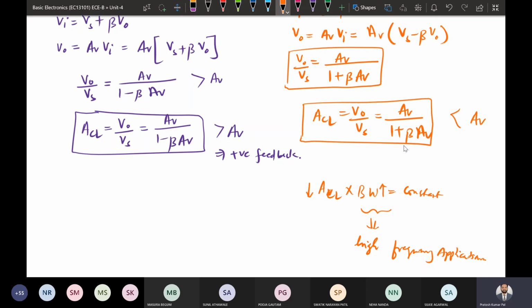In the amplifier case. But the use of positive feedback is, because we are able to increase the gain, that means we can use this positive feedback in case of oscillator design.